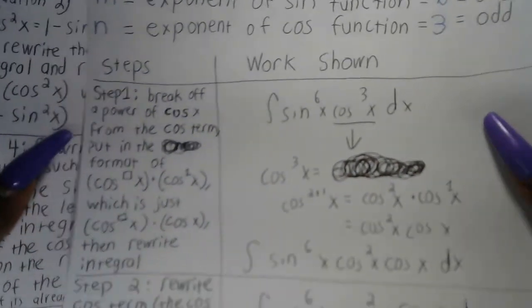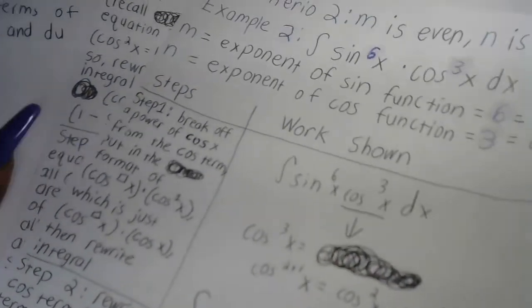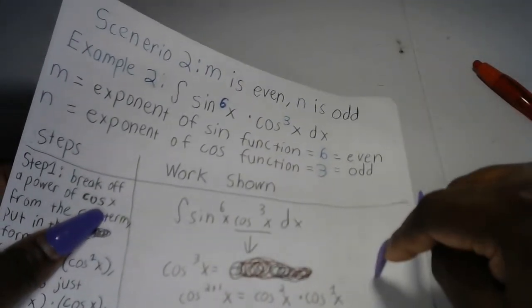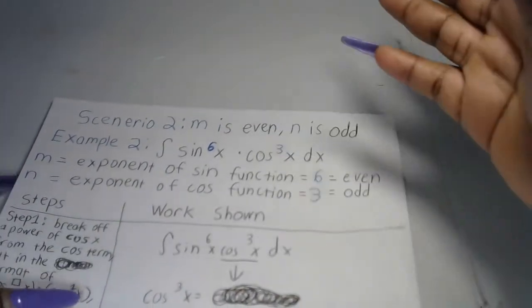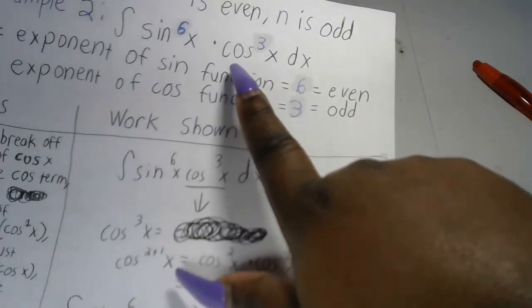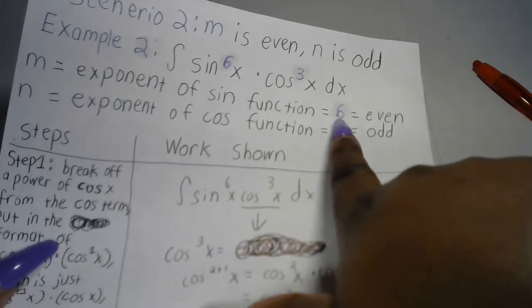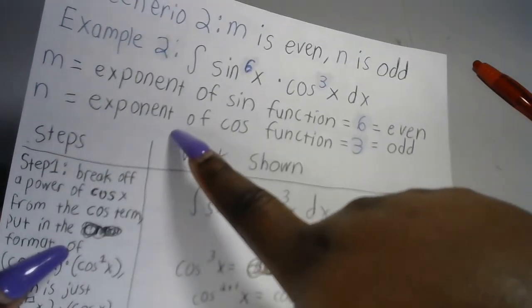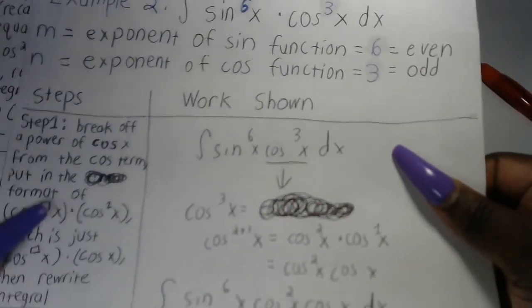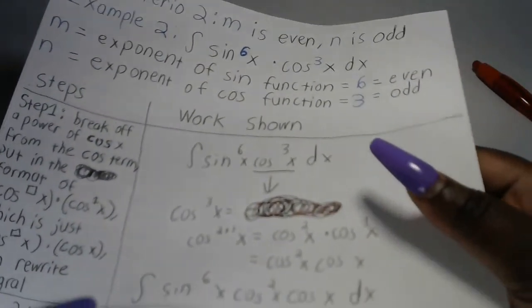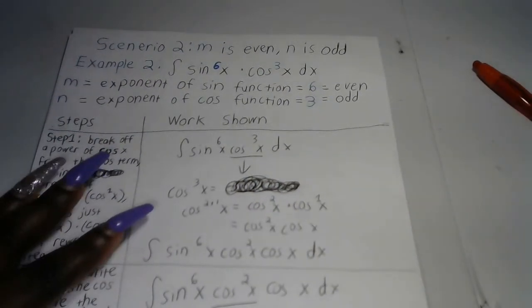I also have a second example that's available. I already solved all the steps for it, and I'm also going to upload it with the Google Drive document that will be available in the description link. This is a scenario of sine x to the 6th power times cosine x to the 3rd power. As you can see, m, the exponent of the sine function, is 6, which is even, and n, the exponent of the cosine function, is 3, which is odd. So that's scenario 2, where m is even and n is odd. It's available in the description link if you want to look through it and see how I solved it. That's a second example for you guys.